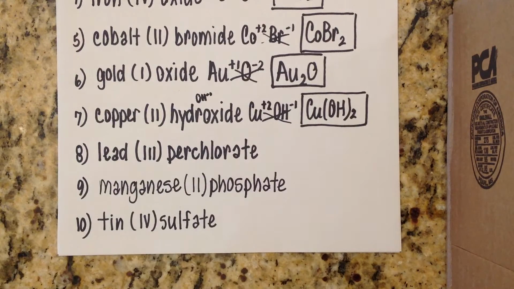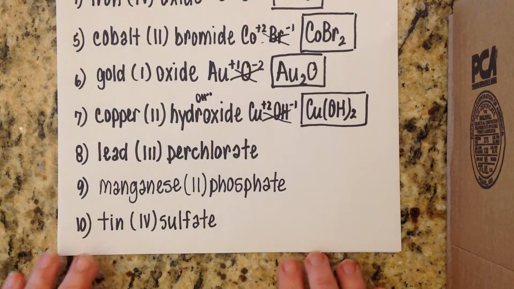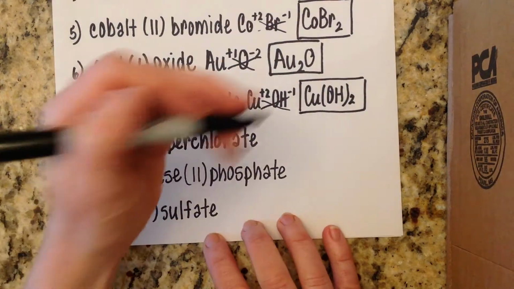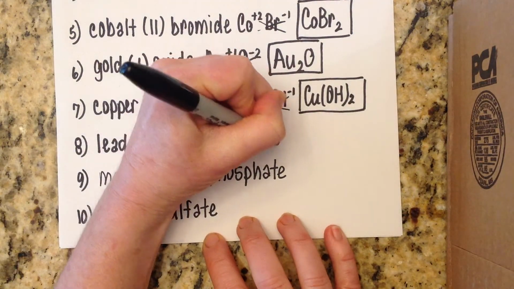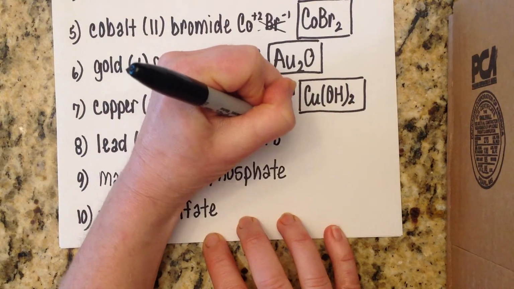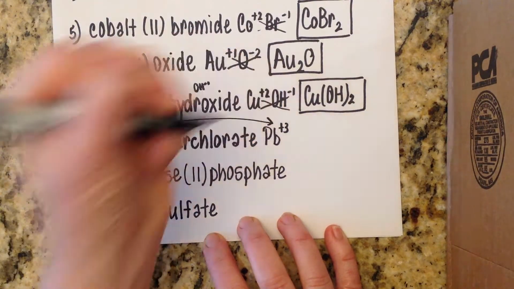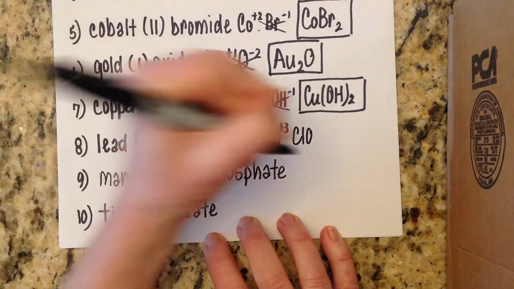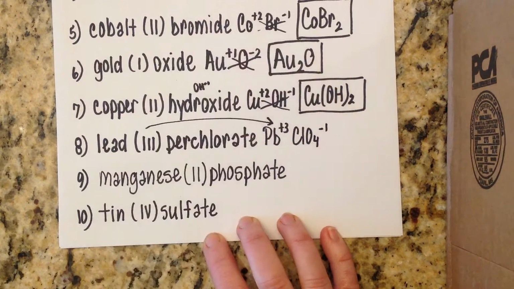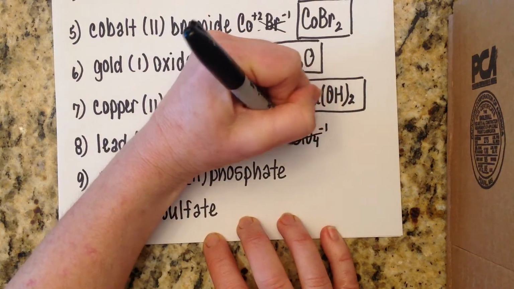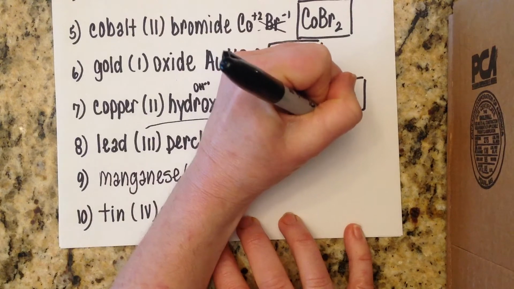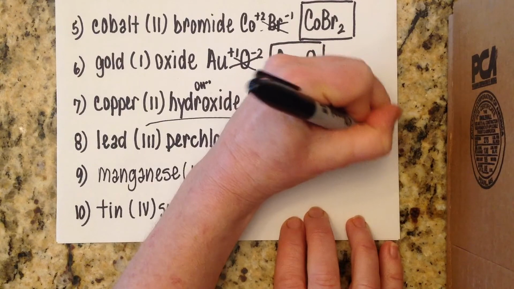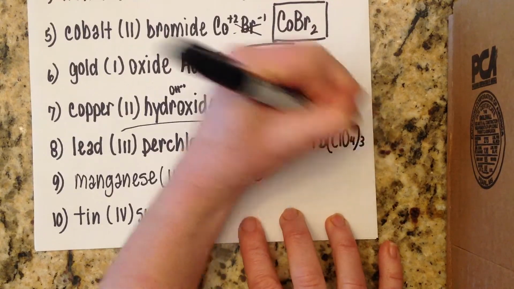All right. Let's look at number 8. Lead-3 perchlorate. So lead is Pb +3. How do I know it's +3? Because they gave it to me because they're being so nice. Perchlorate is ClO4 -1. You're going to have to wrap that polyatomic ion in parentheses, so you get Pb(ClO4)3, running out of room here.